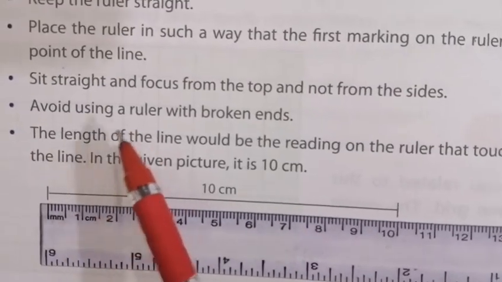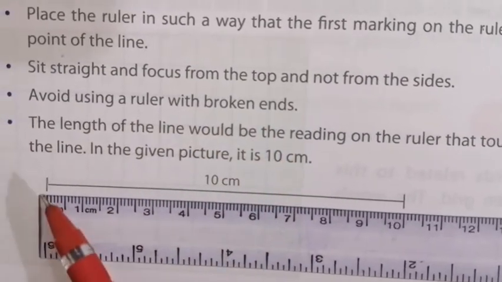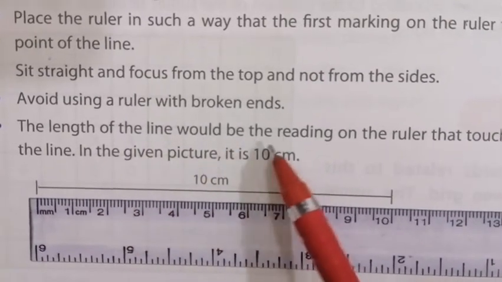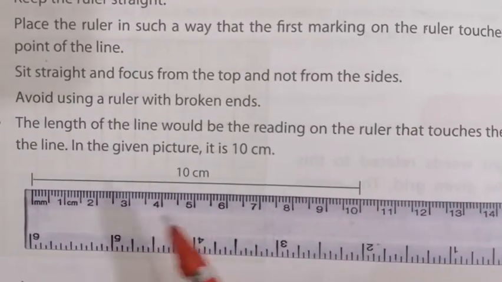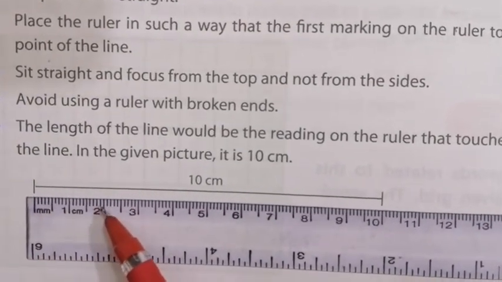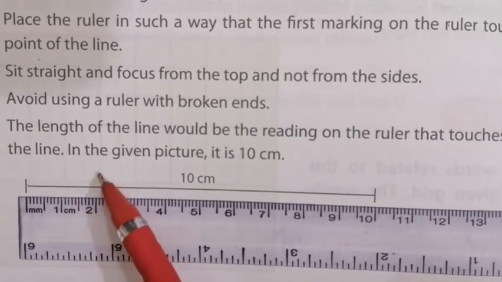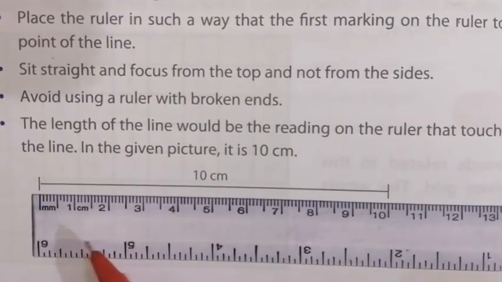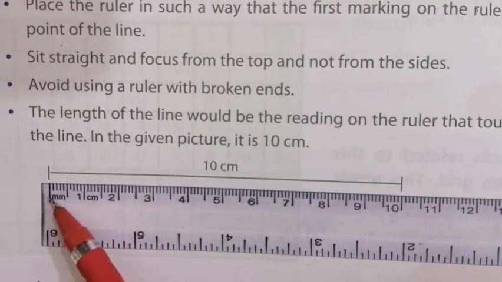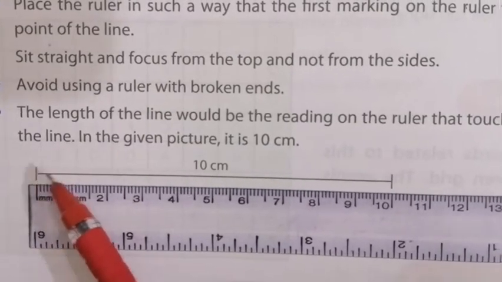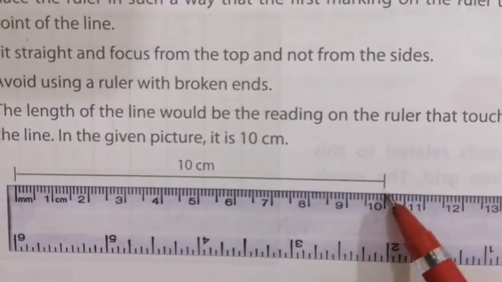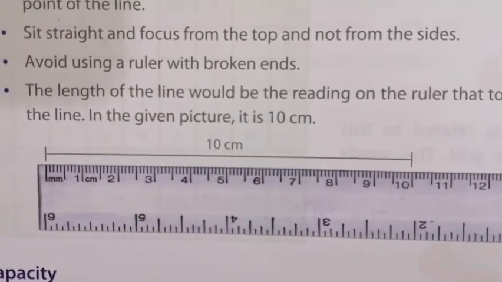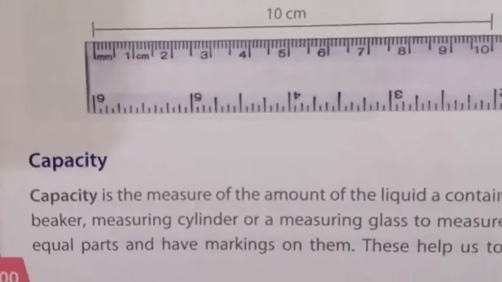Okay. Avoid using a ruler with a broken end. You are not supposed to use a ruler with a broken end. The length of the line would be the reading on the ruler. Okay, so if it is here, now what is this? 2. So the distance is 2 centimeter. Okay, that touches the end point of the line. In the given picture, now tell me, it is starting from the 0 point, isn't it? So the line is starting here and it is ending here. So what is it? 10. Okay, so what is the length of the line? 10 centimeter. Clear?